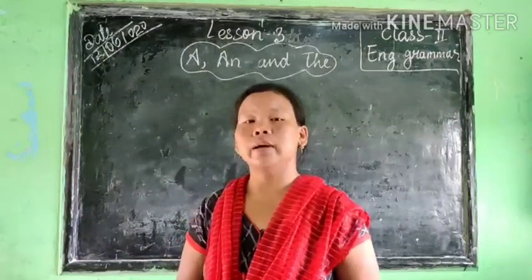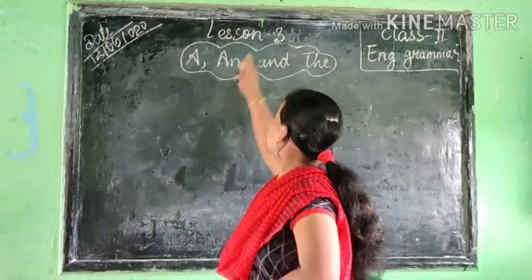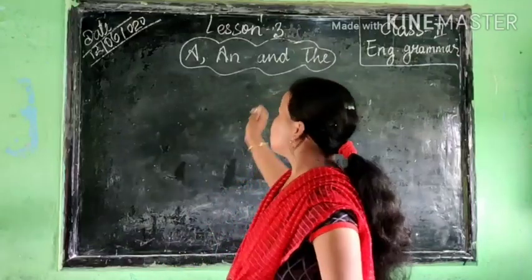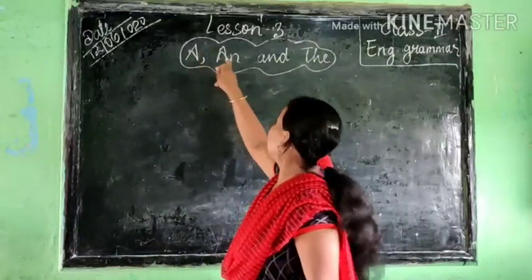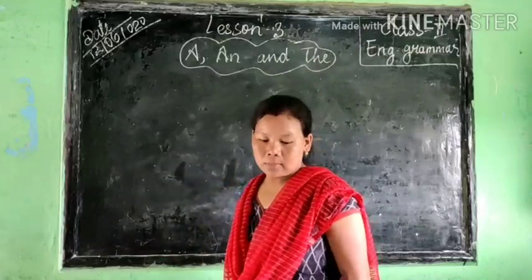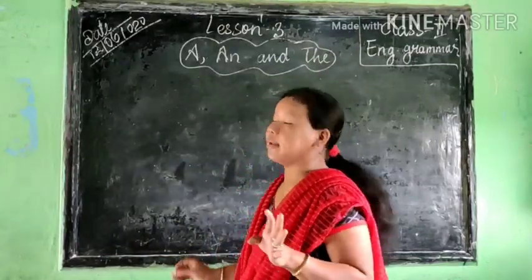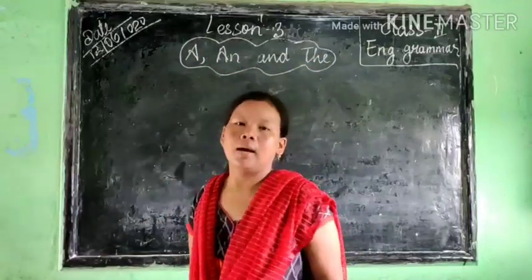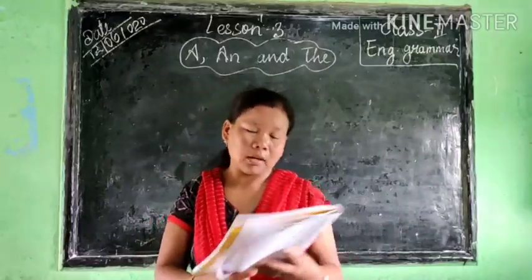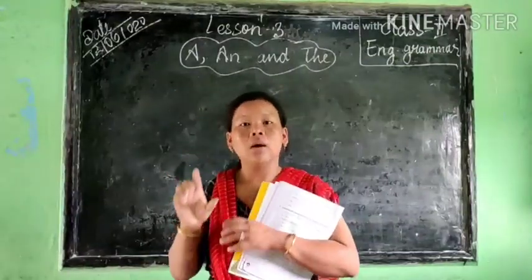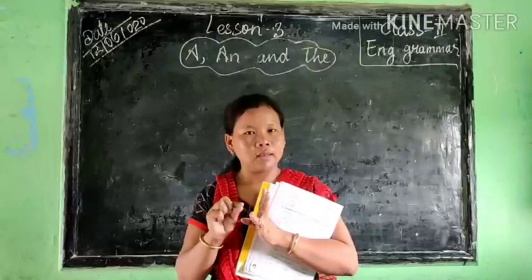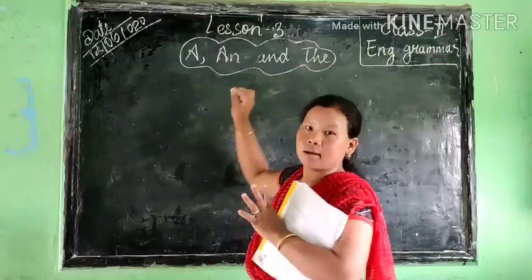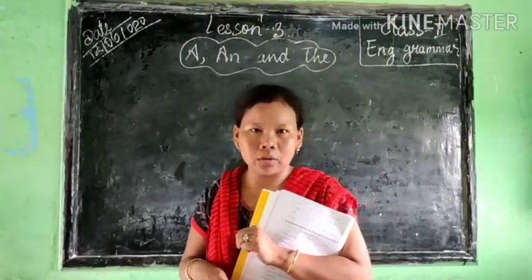Okay, so today we are going to start the third lesson. The topic is a, an and the. Okay, so हम लोग अभी पढ़ेंगे when we have to use a, an and the. When we have to use them, about this we will learn in this chapter. So first of all, let us understand when we have to use a, an and the. हम लोग को कब कब a, an and the यूज करना है उसके बारे में पहले हम लोग पढ़ते हैं.